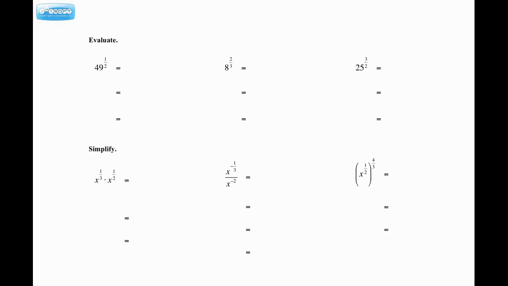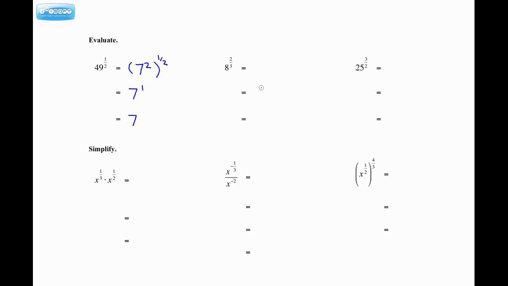Let's evaluate a few more. What is 49 to the power of 1/2? Okay, so 49, that's the same as 7 squared. And that's very nice, because when I multiply these two together, 2 times 1 over 2, the 2's cancel. So I'm left with 7 to the 1, or 7. So 49 to the power of 1/2 is 7.